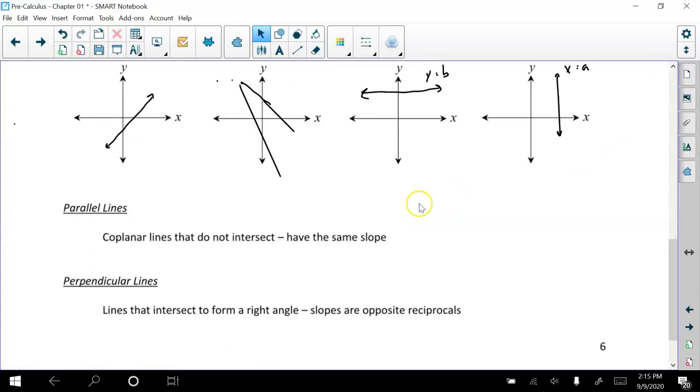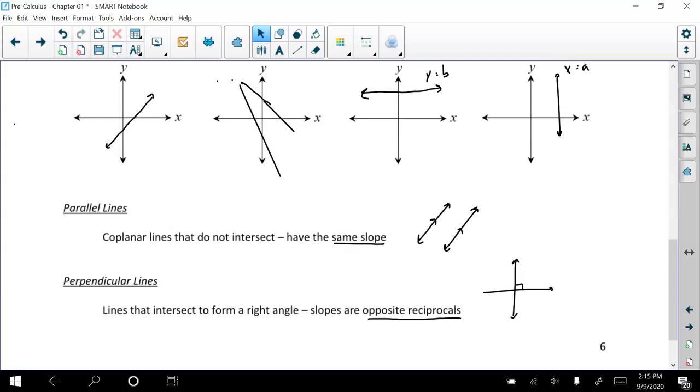Parallel lines are coplanar lines that don't intersect. The important thing for algebra is they have the same slope. Remember parallel lines from geometry, put little arrows on them. Perpendicular lines intersect to form a right angle. The slopes are opposite reciprocals.